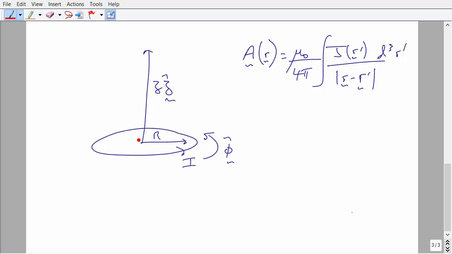And the issue here is that in order to calculate the magnetic field from A, we're going to have to take derivatives of A.